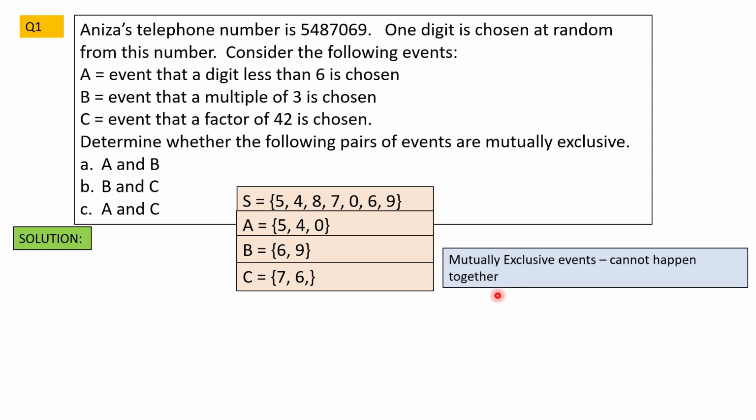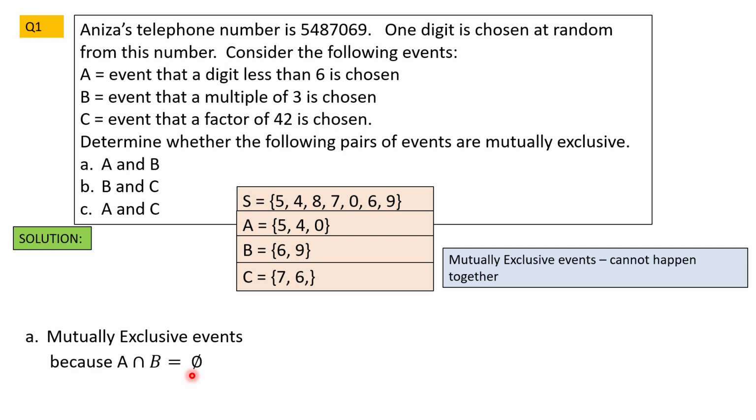Okay, so for events A and B, if you look at the list here, there is no intersection between event A and event B. That means there is no common element. Therefore, we can conclude that A and B are mutually exclusive events. Why? Because the intersection between set A and B equals an empty set.